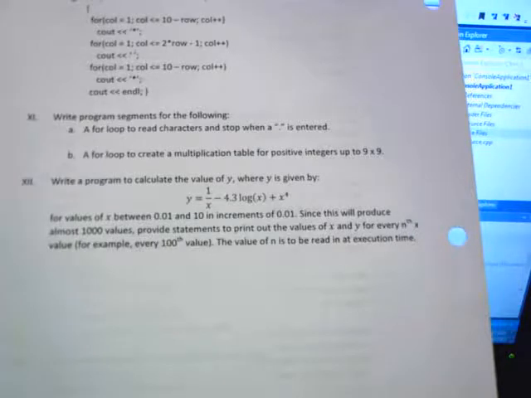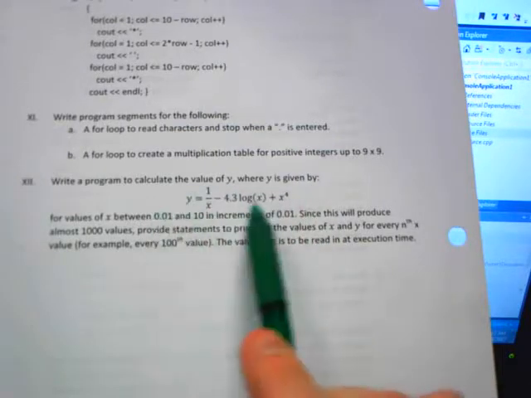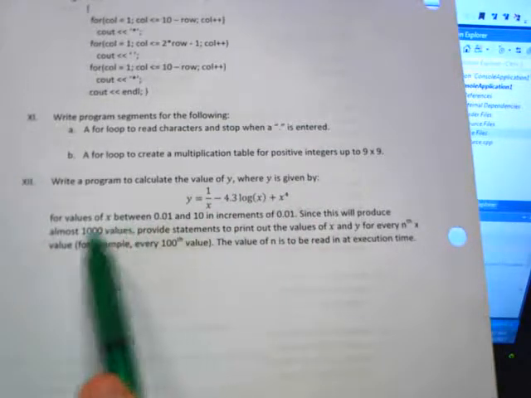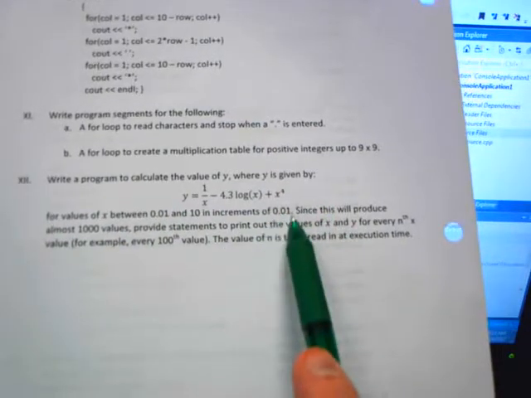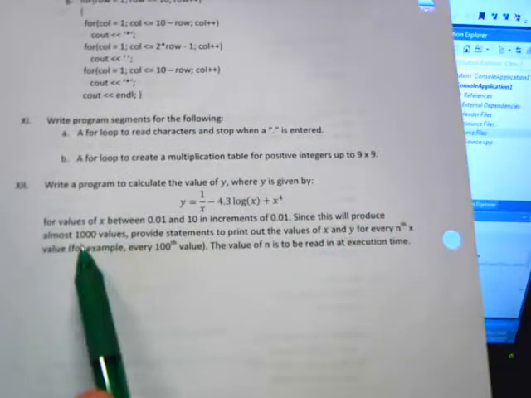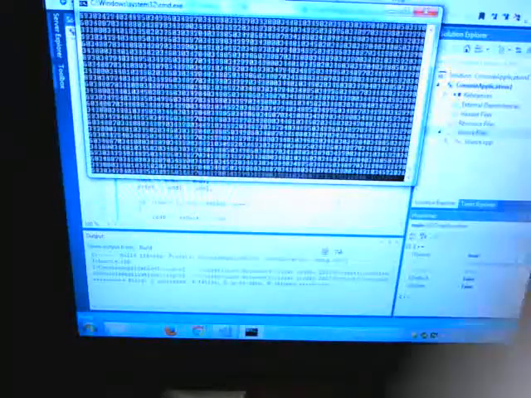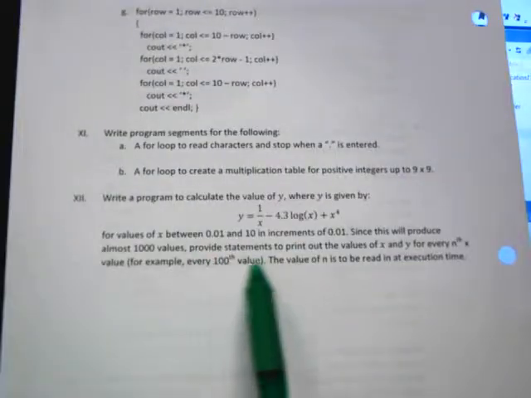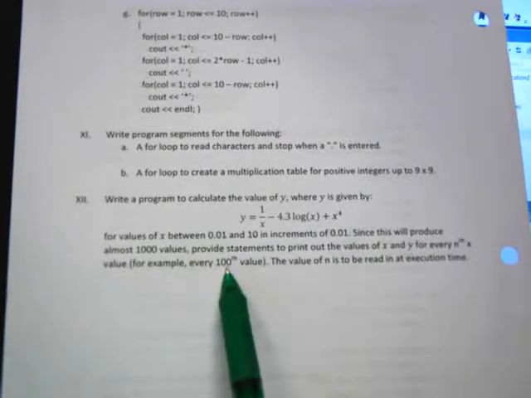All right, so we don't have time to write this one, but we did something similar to this one before. Write a program to calculate the y values of this, where y is that function. The x values are between 0.01 and 10 in increments of 0.01. Since this will produce almost 1,000 values, provide a statement to print out the values of x and y for every nth x, for example, every 100th.